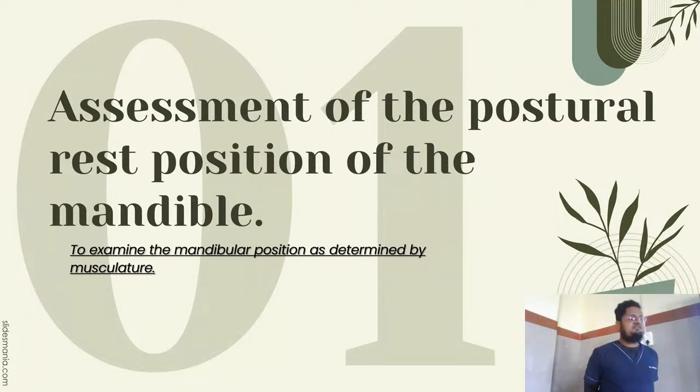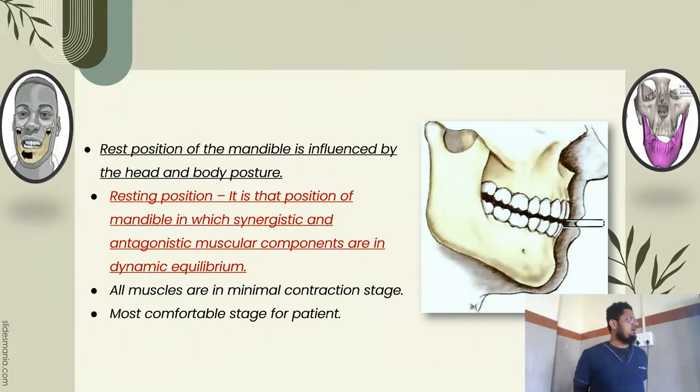First, let's begin with the assessment of the postural position of the mandible. The mandibular position as determined by the musculature is known as the postural position of the mandible. Rest position of the mandible is influenced by the body and head posture, and resting position is the position of the mandible in which the synergistic and antagonistic musculature components are in dynamic equilibrium and all muscles are in minimal contraction, and it is the most comfortable position for the patient.